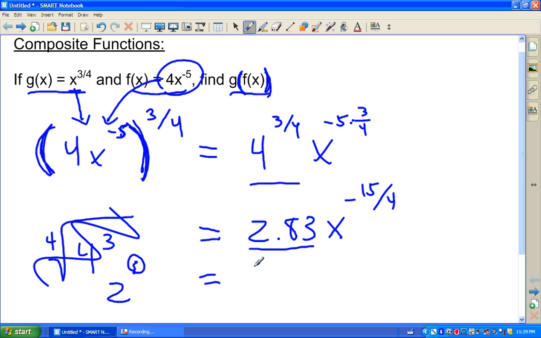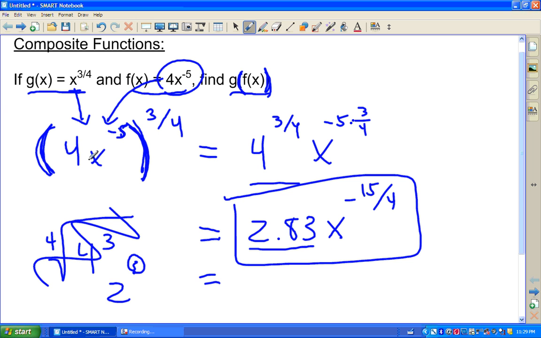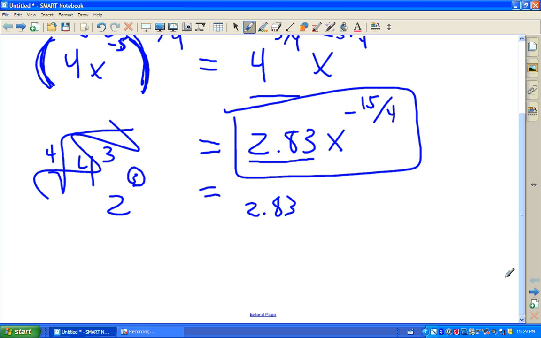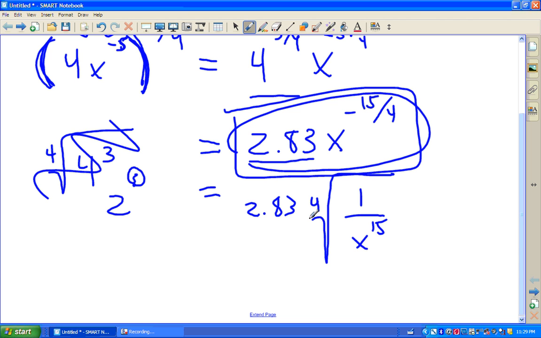Okay, now they ask us about domain. This is the final answer, by the way. G of f of x is this answer here. But what is our domain? Let's think about what this looks like. Here's a constant, 2.83. Okay, and now we have x to the minus 15/4. Oh, that's really 1 over x to the 15th, right? If it's a negative exponent, I bring it down, and the 1/4 fraction means it's a 4th root. Okay, I hope you can see that this is the same as this. 4th root of 1 over x to the 15th.